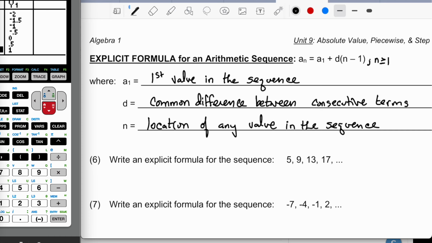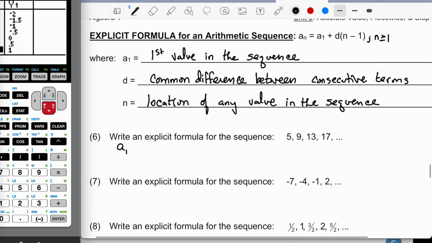All right. So I need to identify the a sub 1. A sub 1 is the first value in the sequence. Usually pretty easy to identify, but sometimes they'll give you part of a sequence, just not at the beginning. They'll say that the 11th value in the sequence is 13. The 12th value is 15. What is the rule for this sequence? All right, they won't tell you what the first value is. You'll have to kind of work backwards to get there. But in this case, it's not bad. The first value is clearly a 5.